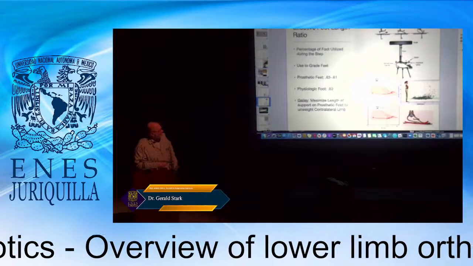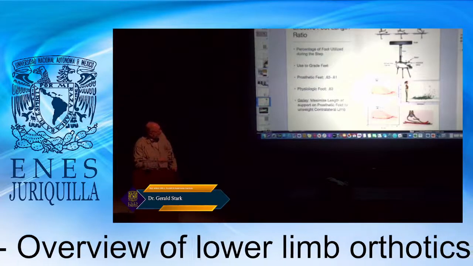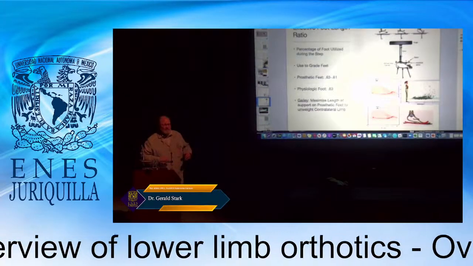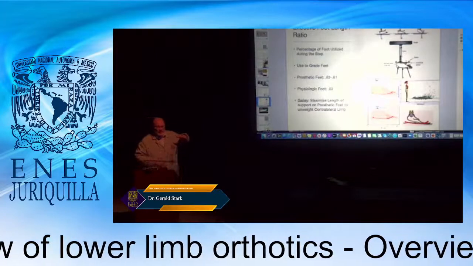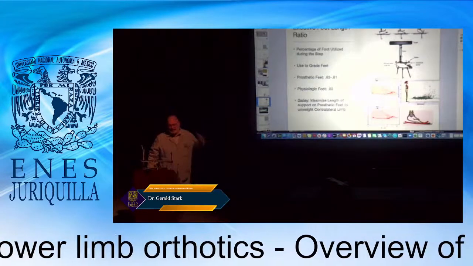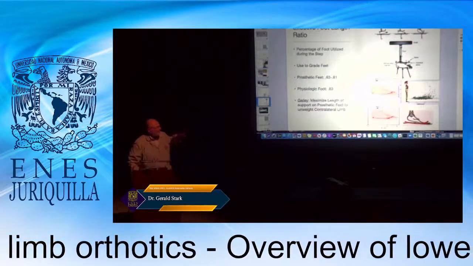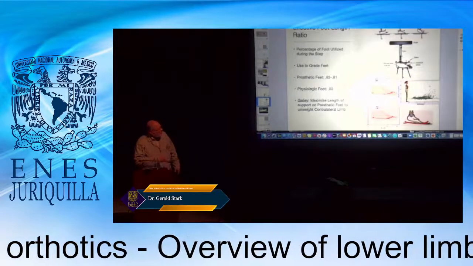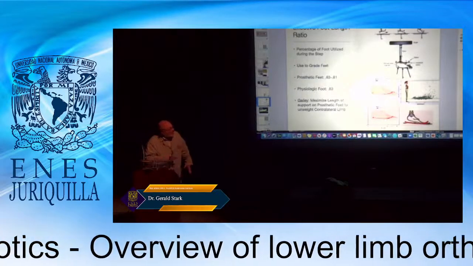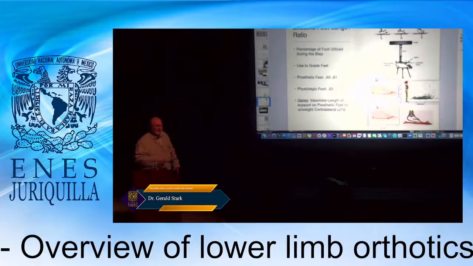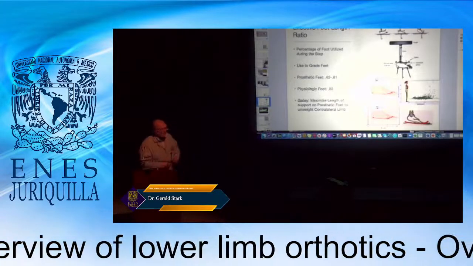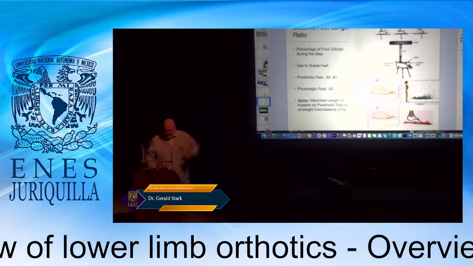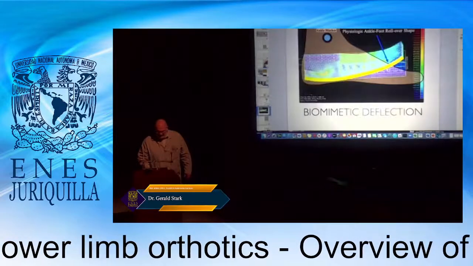Now, your effective foot length is about 83% of your foot. Your toes also contribute quite a bit. That's why patients that are missing their toes, especially their big toe, are compromised, because they can't carry their load all the way to the end of the foot, so they minimize the time spent on their foot. And this also has great application in orthotics.